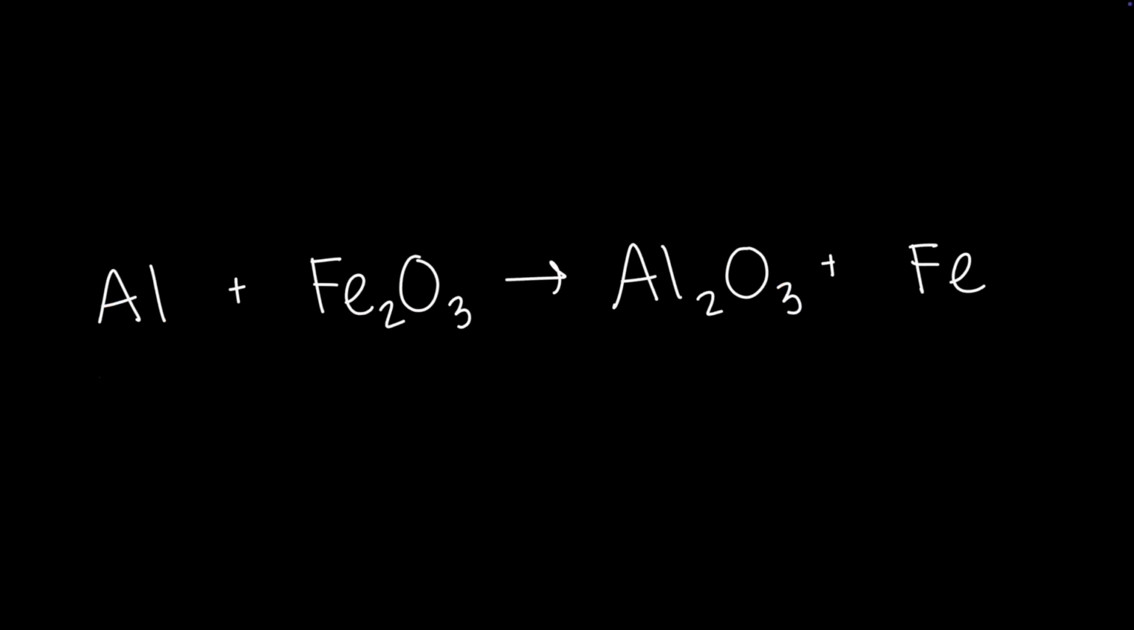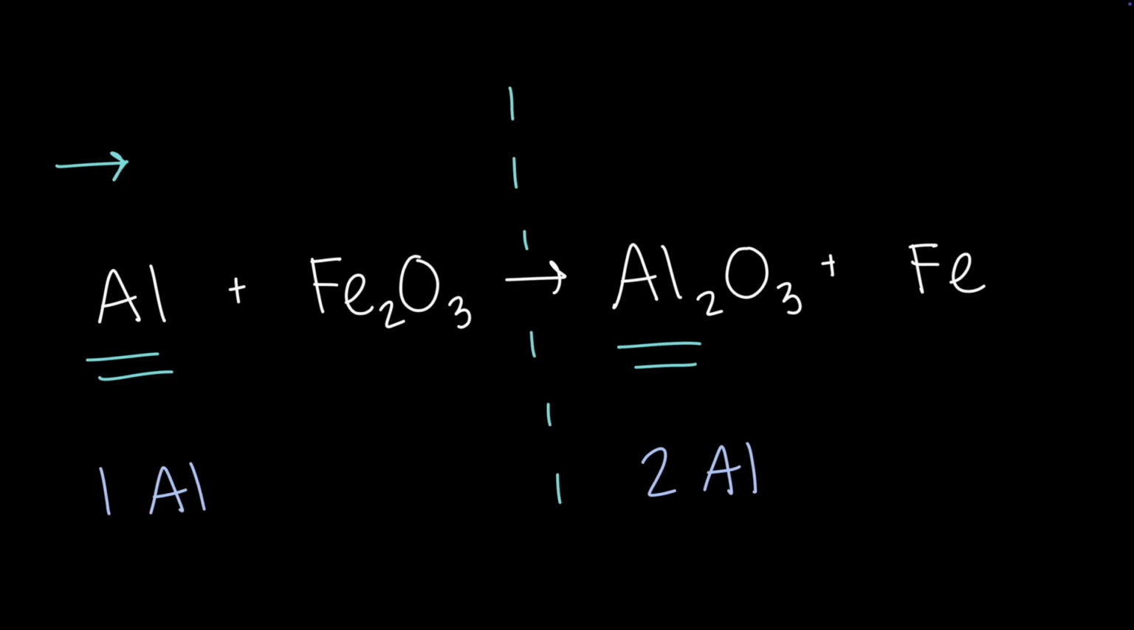For the next equation, we have Al plus Fe₂O₃ creates Al₂O₃ plus Fe. Starting from the left, I will underline aluminum first. Aluminum appears once on each side, so it will be a good element to start with. On the left, we have one aluminum atom, and on the right, we have two aluminum atoms. I will put a 2 in front of Al on the reactant side to make aluminum equal on both sides.